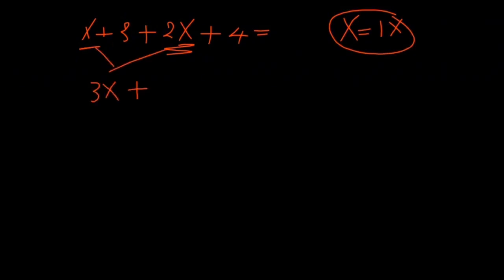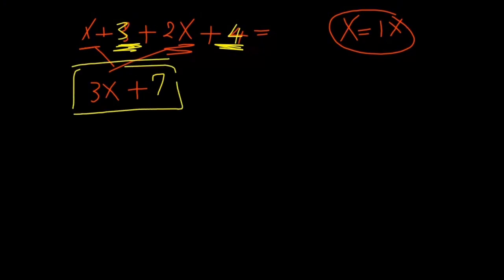Plus, I'm going to take the constant terms, the constant numbers, which are the numbers without any variable. So we have here 3 with 4. So I'm going to take them together. 3 plus 4, it's 7. So this is the simplest form. We cannot simplify it anymore.